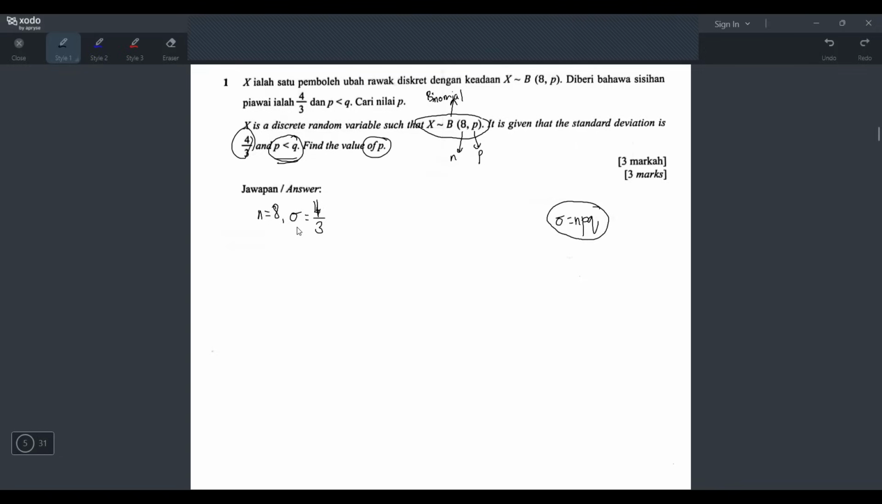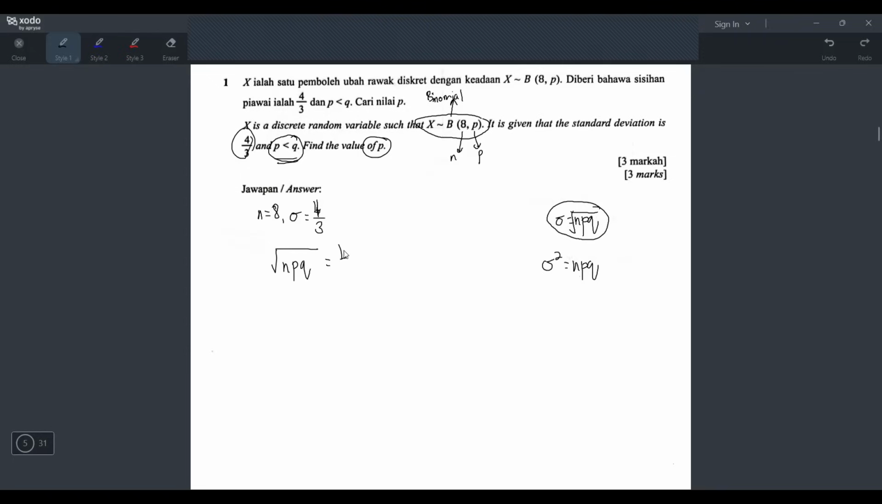All right, so let's start. We all know that the standard deviation formula is square root of npq. Oh, sorry, I made a mistake here. I forgot the square root. If it's variance, then the formula is npq, but for standard deviation, the formula has a square root, square root of npq. For binomial distribution, this is the formula we use. So now let's start.